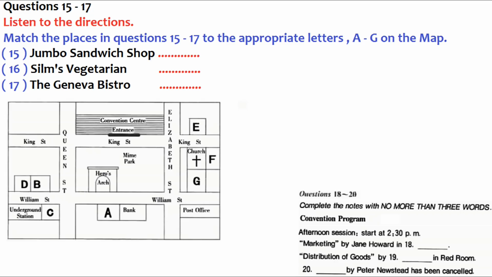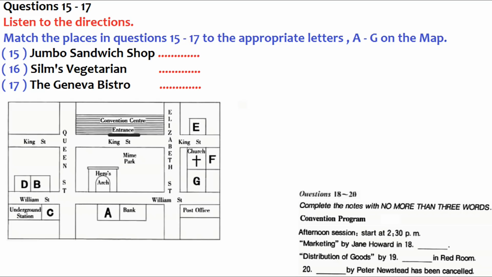For those of you who won't attend the lunchtime meeting, there are plenty of places to go. The famous Italian restaurant, Peroni's, is not too far from the convention centre. From the centre's entrance on King Street, just go straight to the Mime Park, through the Heroes Arch at the other end of the park, cross William Street, and it's right next to the bank.